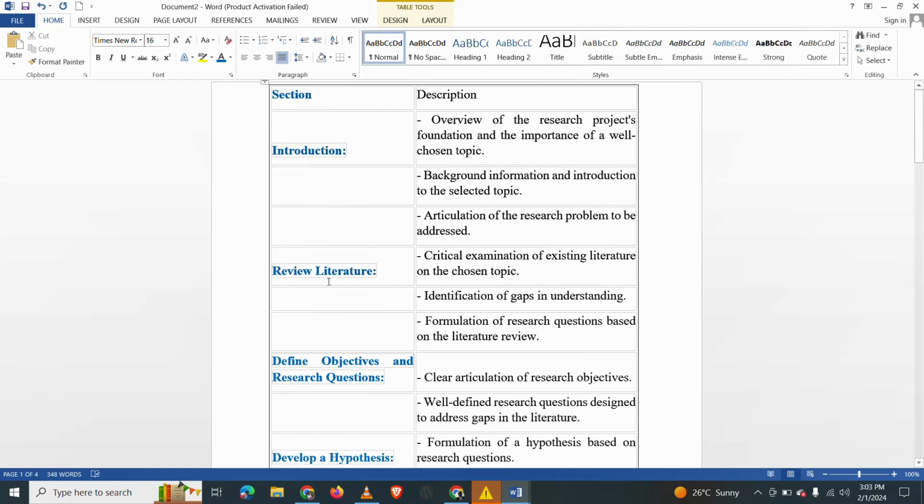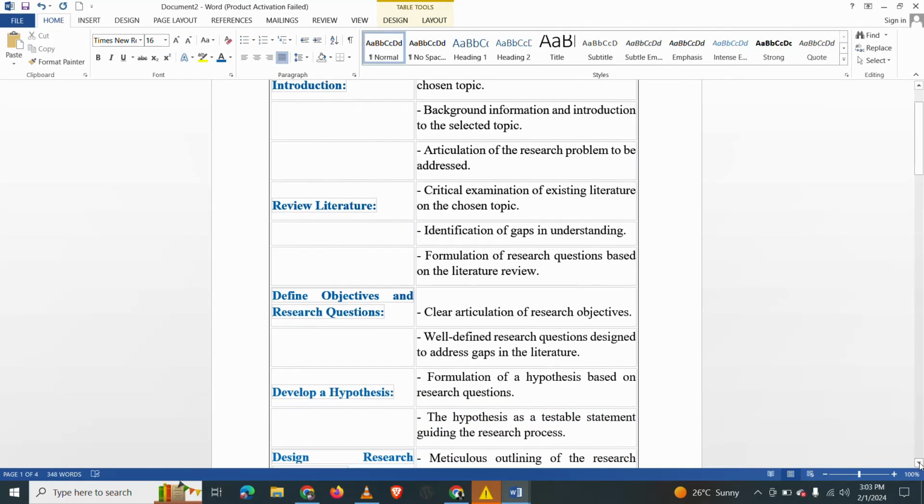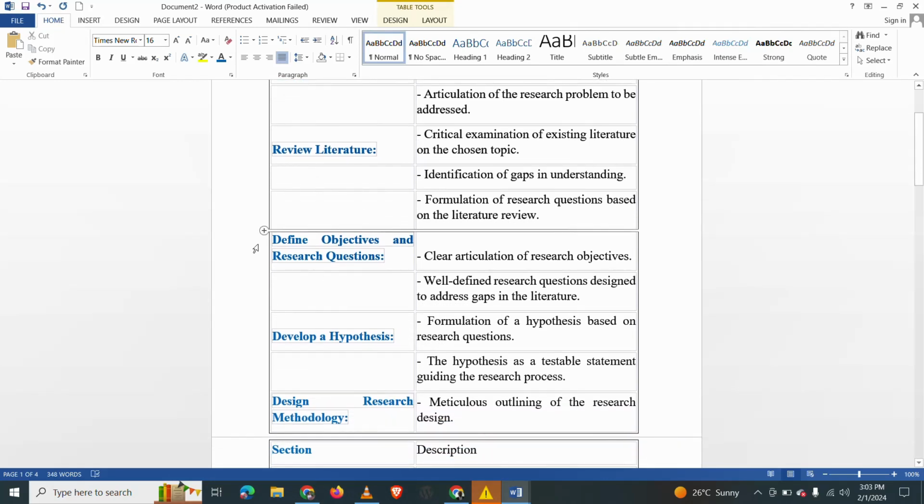So after you think about the literature review, then it is also very important to define your objectives and your research questions. You must note that your objectives will guide you throughout your research project, because whatever is highlighted as your objectives, that is exactly what you are supposed to be researching on, your specific objectives.